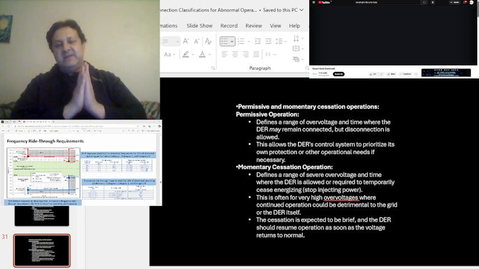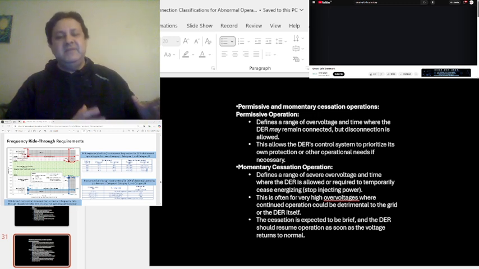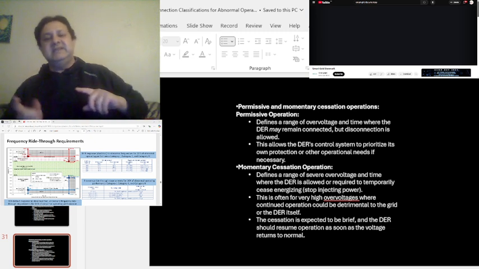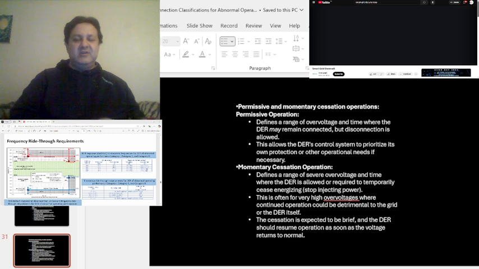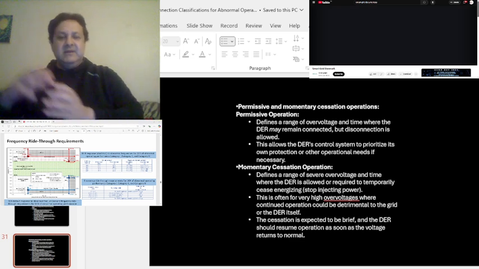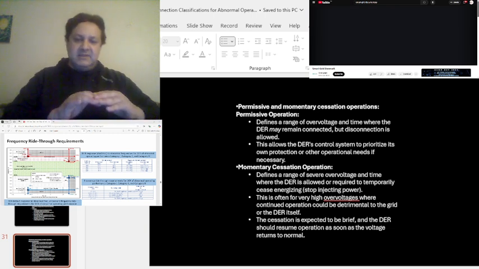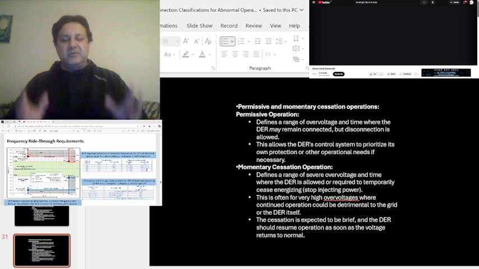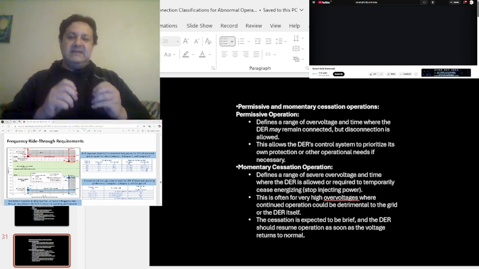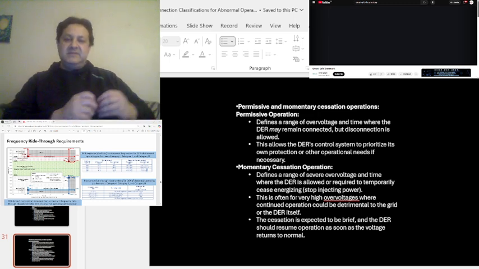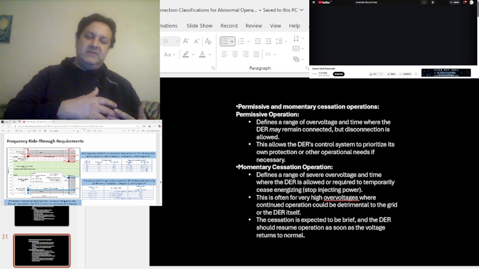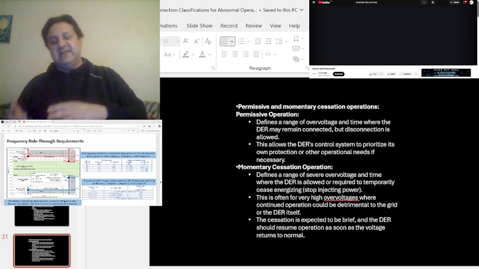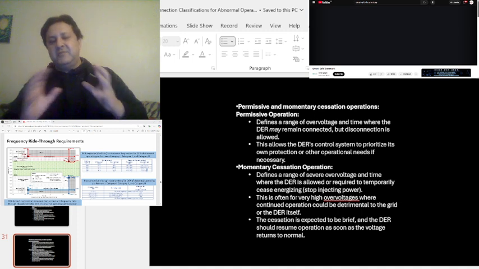Permissive operation defines a range of over voltage and time where the DR may remain connected, but disconnection is allowed. So see, in all these situations, sometimes remain connected, disconnection allowed. Disconnect is not allowed, remain connected. Don't go over, don't go under the threshold. So there are various protocols, various kinds of guidelines, and the regions where we see permissive or mandatory or momentary cessations. If it is one way in LVRT, it's the other way in HVRT, but almost the mode of operation is the same, but the approach is different.